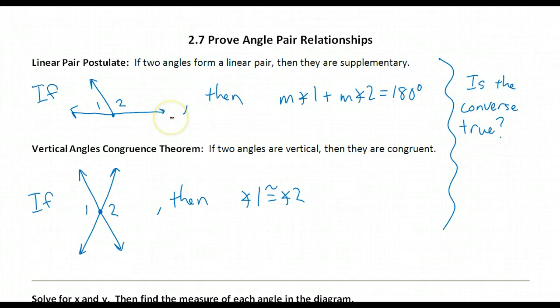No. If I look at the converse of the vertical angles congruence theorem, if two angles are congruent, then those two angles are vertical. Well, can I have angles that are congruent and vertical? Yeah. Can I have angles that are congruent but not vertical? Yes, I can. So that means that the converse is not true for the vertical angles congruence theorem. So the converse of both of these are false.